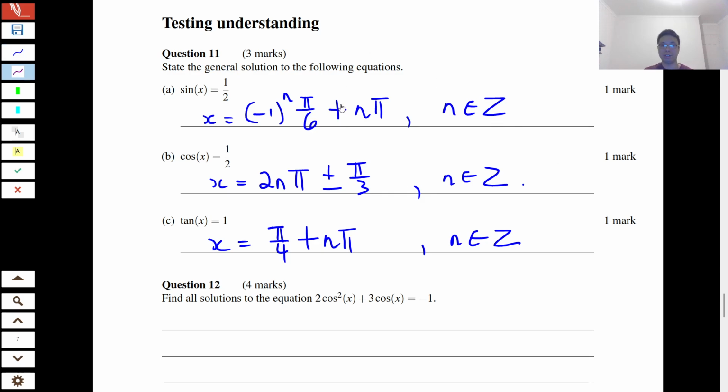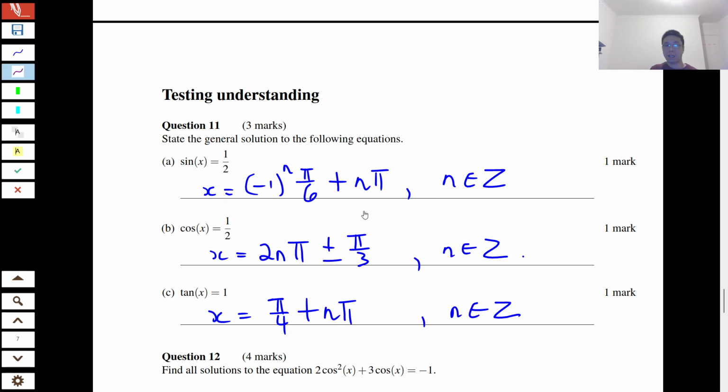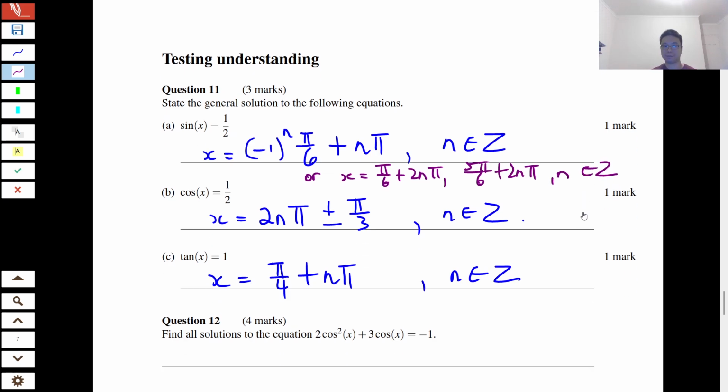Now, equivalent solutions would include pi on 6 plus 2n pi, 5 pi on 6 plus 2n pi. So this separates out the first and second quadrant solutions. For part B, you could have pi on 3 plus 2n pi, negative pi on 3, or 5 pi on 3 if you chose a positive angle, plus 2n pi, where n is an integer.